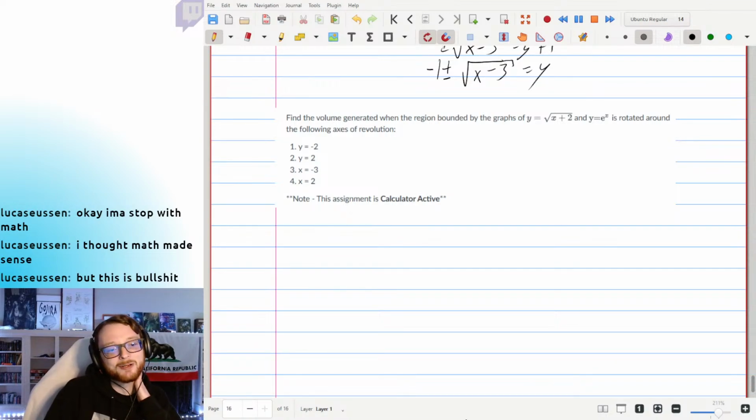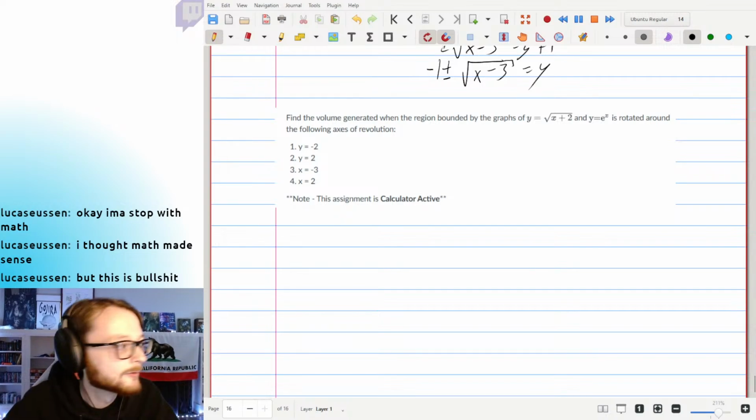All right, so this is a calculator allowed question. So let's set up. Well, we can even graph this. If we're allowed to use a calculator, we should use a calculator to the fullest extent, right? But let's open up Desmos.